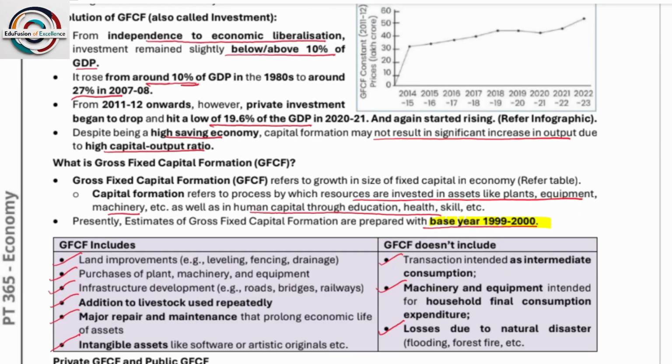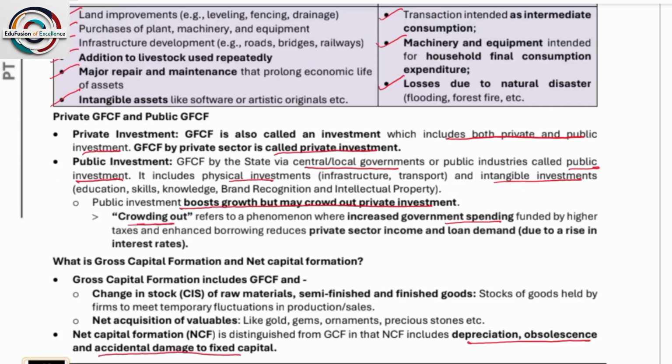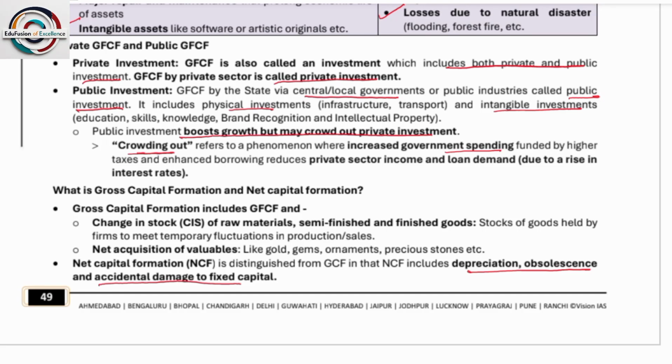What is gross fixed capital formation? Gross fixed capital refers to the growth in size of the fixed capital in an economy. So what does fixed capital mean? Capital investment, or buildings, lands, or any kind of such improvement, manufacturing, or GDP. This is all you can consider as fixed capital formation. So, private gross fixed capital and public gross fixed capital.